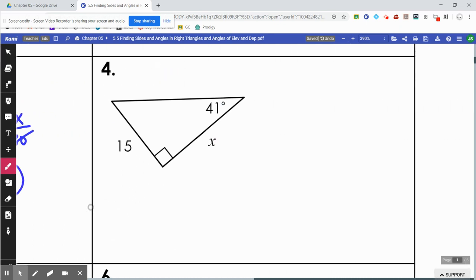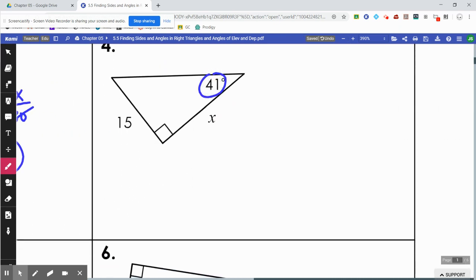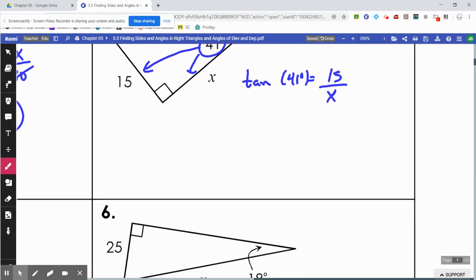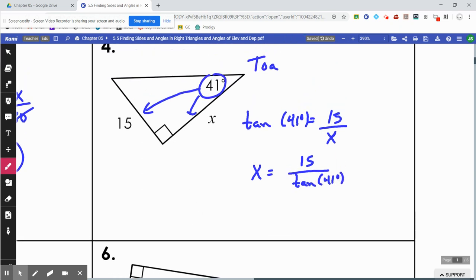Number four. Here's your angle. You're dealing with opposite and adjacent. Opposite and adjacent is the TOA of SOHCAHTOA. So you're dealing with a tangent problem. The tangent of my angle is equal to opposite over adjacent. Now we're dealing with an x on bottom again. So what we're going to do is switch x and tangent of 41. So x is going to equal 15 divided by tan of 41. Now, if you work this out wrong, you've got to be careful.